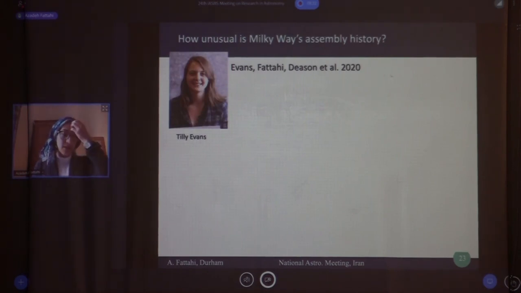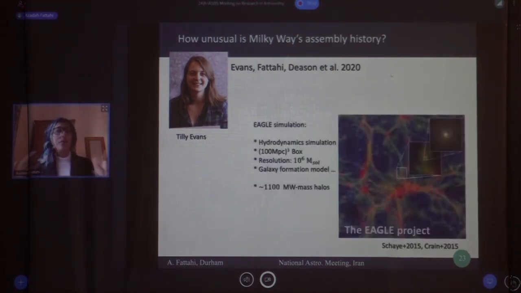Tilly is my student here who has worked, based on what we know about the assembly history of the Milky Way. We know the GSE was the big merger that formed the stellar halo. We know about one or two other big objects that came to the Milky Way. If we look at cosmological simulations with a big sample, she looked at how common assembly histories such as the Milky Way's are. I'll skip what the result is, but this is a teaser for you to go and have a look.